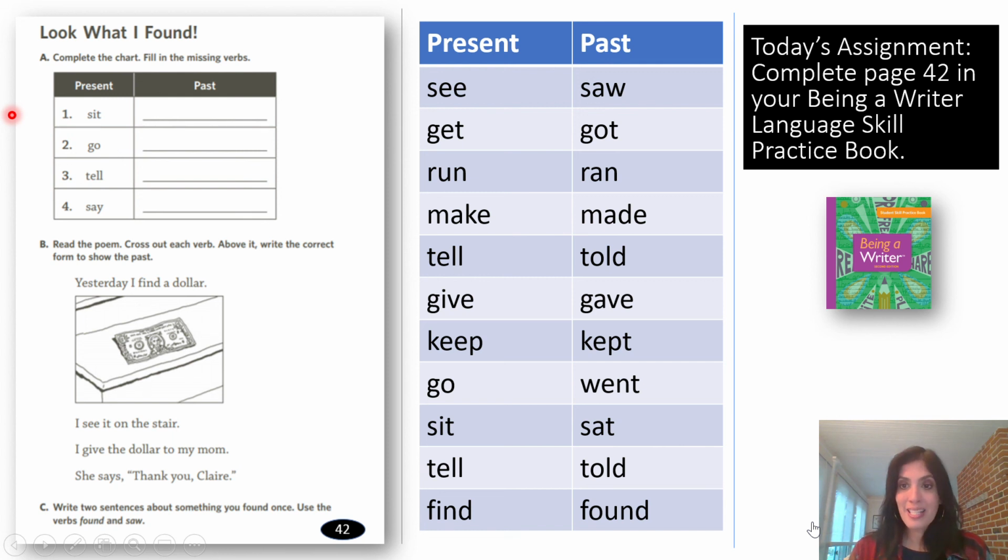That's the end of today's lesson. For your assignment today, you're asked to complete page 42 in your Being a Writer language skill practice book. Remember, you can use paper and pencil if you don't have that book at home, or you'll be finishing the assignment that your teacher has assigned for you.